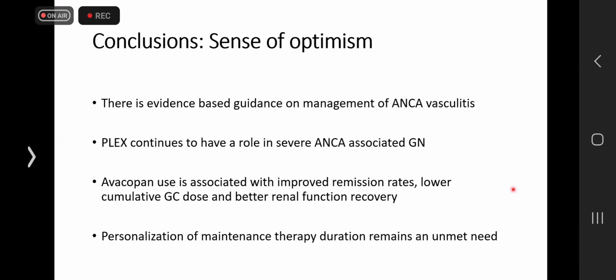In conclusion, we now know there is evidence-based guidance on management of ANCA vasculitis. PLEX continues to have a role in severe ANCA-associated GN. Avacopan use is associated with improved remission rates, lower glucocorticoid toxicity, lower glucocorticoid dose, and better kidney function recovery. Personalization of maintenance therapy duration remains an unmet need.